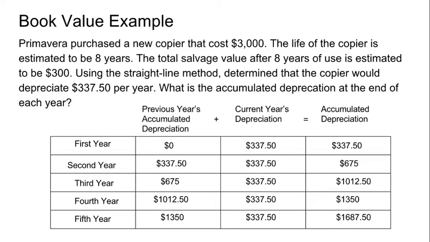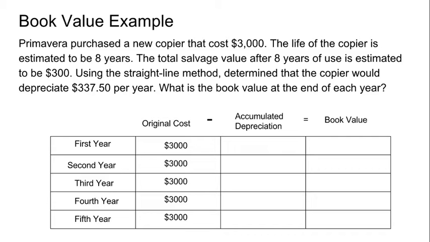So now that we know our accumulated depreciation at the end of each year, let's go ahead and calculate the book value. So to calculate our book value, the formula is original cost minus accumulated depreciation equals our book value. So our original cost is always going to stay the same, so we can go ahead and fill in for all the years. The original cost is $3,000. Then we figured out our accumulated depreciation for the copier in our last slide there.